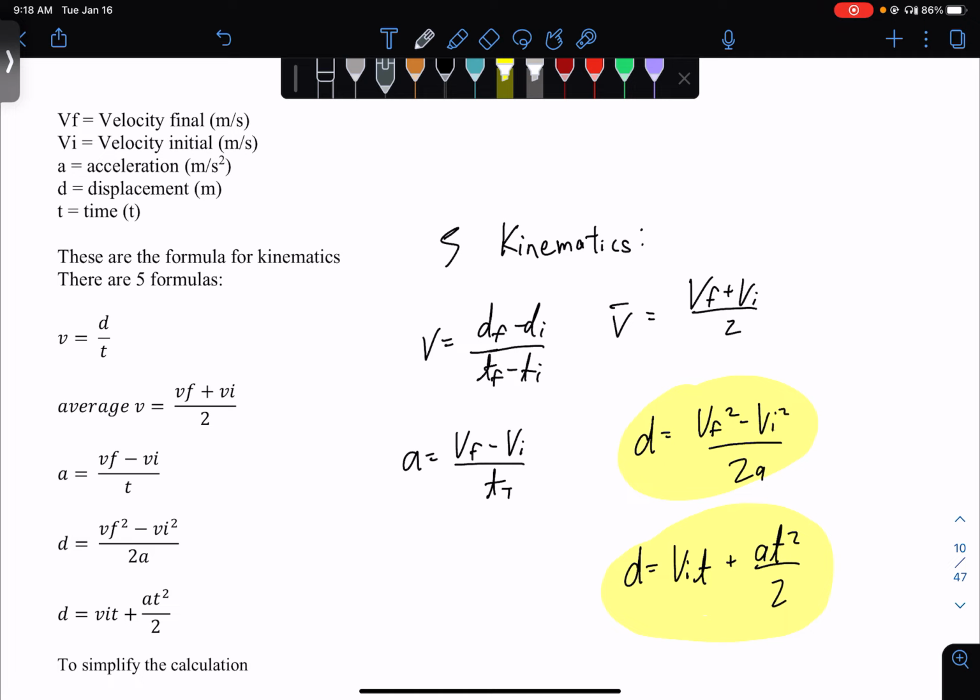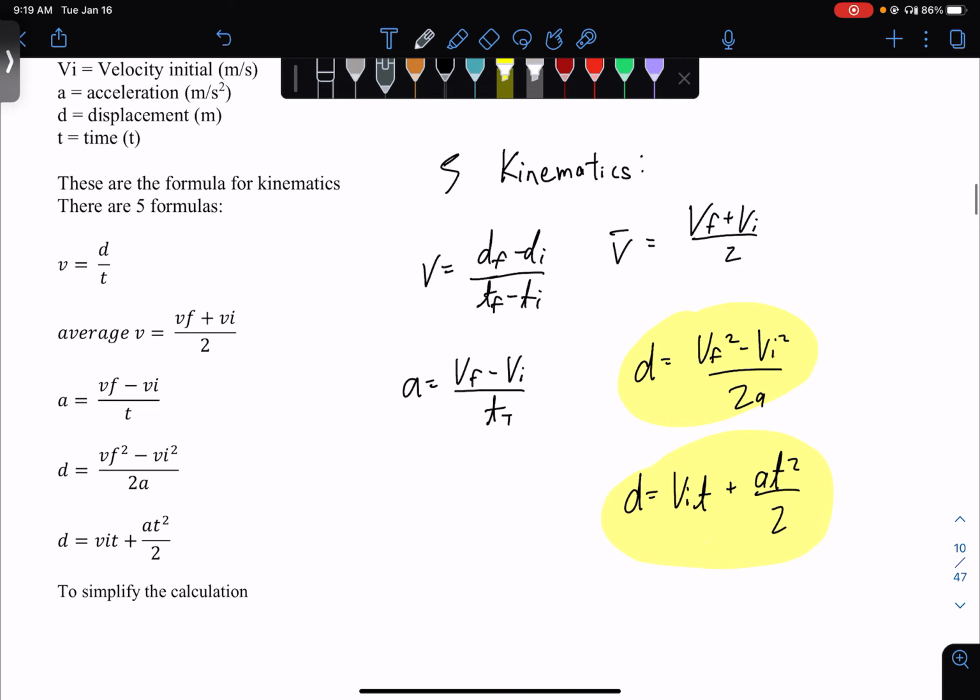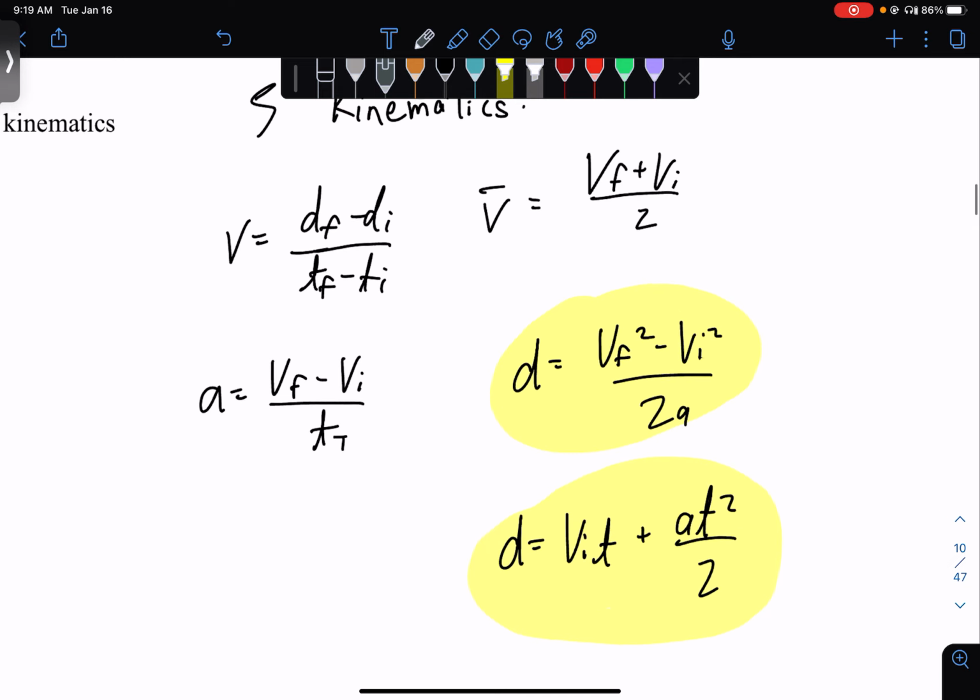Computing for the average velocity is very simple. Add the sum of the velocities, final and initial, and divide it by 2. And we have 2 formulas for distance.